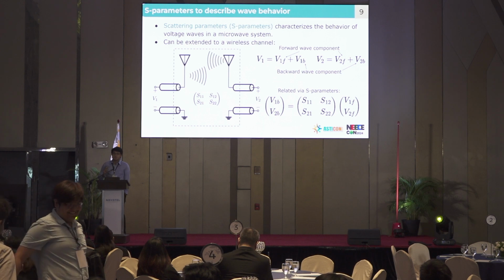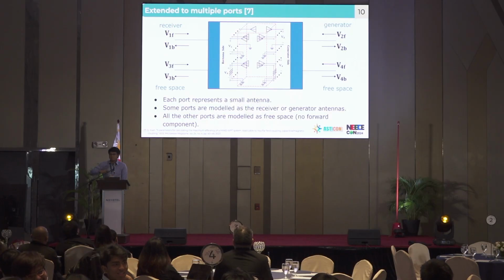At each antenna, you have a voltage that you measure. You can decompose it into its forward component and backward component, and you can relate these components using the S parameters. The matrix equation there is the relationship between your backscattering and the input to your channel. This is just for 2 antennas. We can extend this concept to multiple antennas, so it's a big system already.